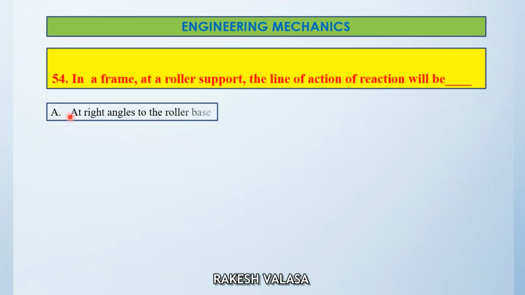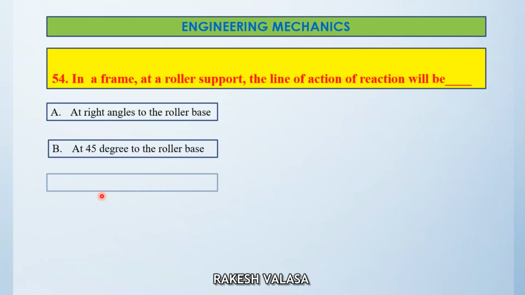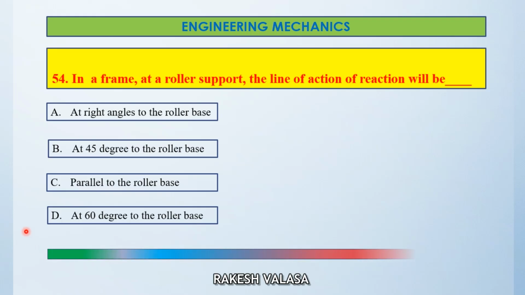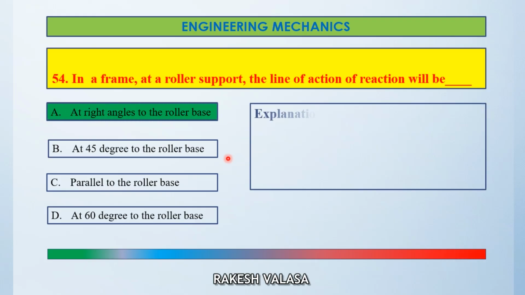Option A, at right angle to the roller base. Option B, at 45 degrees to the roller base. Option C, parallel to the roller base. Option D, at 60 degrees to the roller base. The correct answer is option A, at right angles to the roller base. Let us see the explanation.